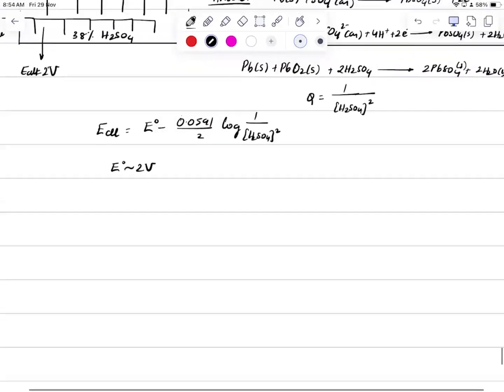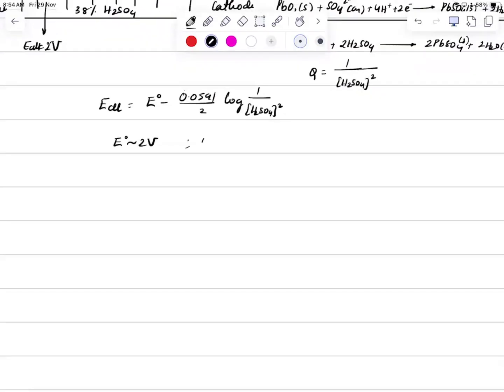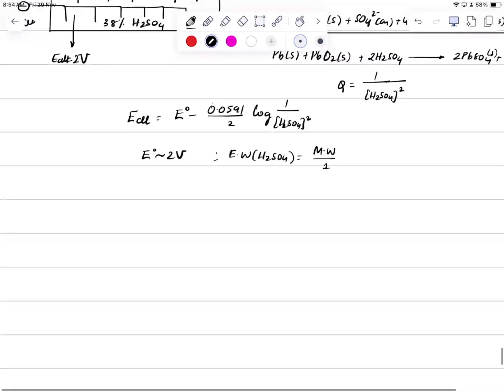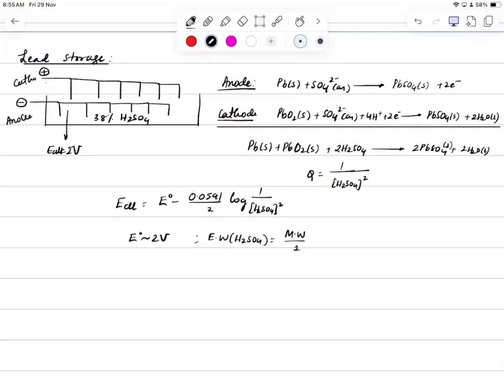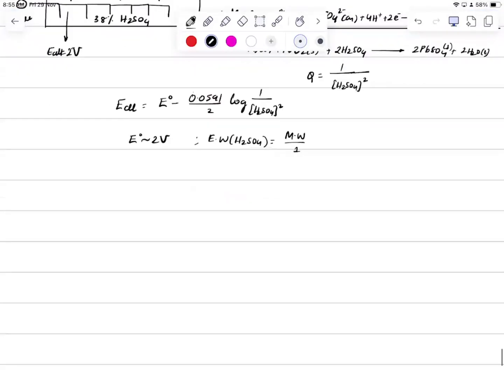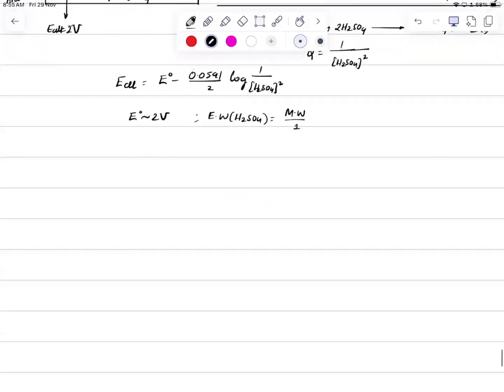I hope all of you got this. We also discussed the other day that the equivalent weight of H2SO4 in this case will be equal to molecular weight by 1. So the valency factor in this case is 1. This is basic information, everybody, that you need to remember when it comes to the lead storage battery. Okay. Next.